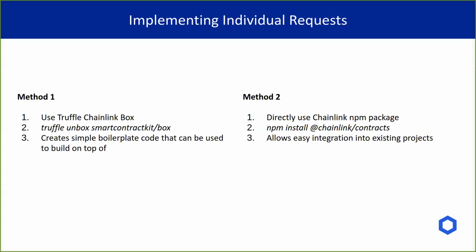There's two individual methods we can use to start off this example. We have a choice of either using the Truffle Chainlink box. There's some links later, but if you're not familiar with Truffle, it just simplifies the whole process of building smart contracts. If you don't want to do that and you already have smart contracts you want to use, you can directly integrate with the Chainlink NPM packages. So we're going to go with method one just because it's the most simple to build a basic proof of concept.